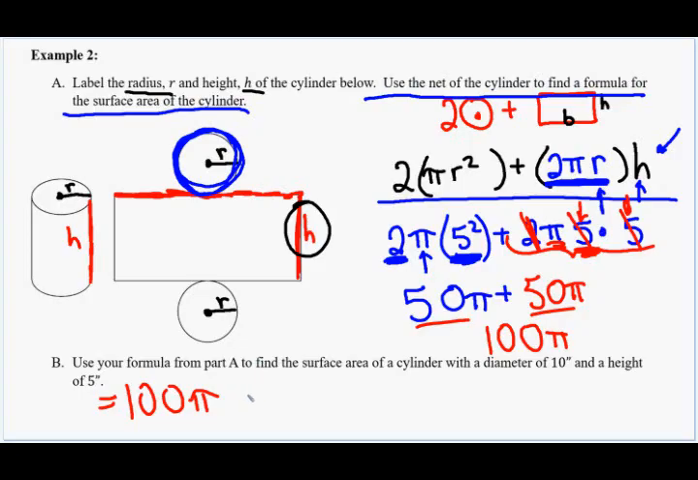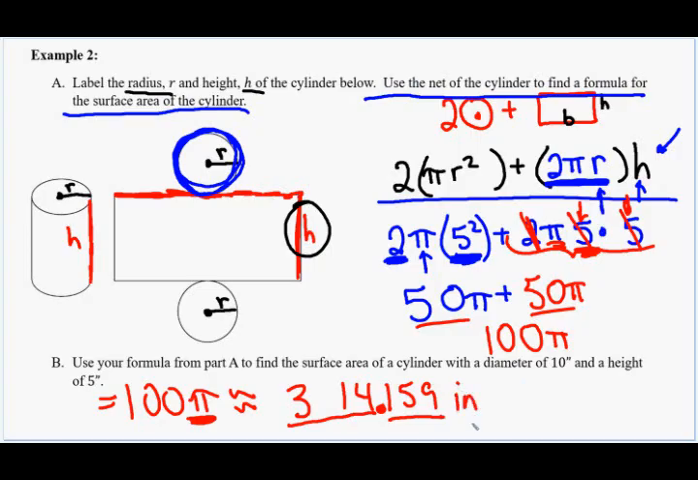And then if we want to turn that into a decimal, I'm going to use approximate. And the decimal of pi is 3.14159. If I want to multiply that by 10, I'm just going to grab the decimal and move it 2 spots to the right, once for each 0 in our original problem. So it looks like the surface area of this cylinder is 314.159. Our units are inches, and we're going to square.